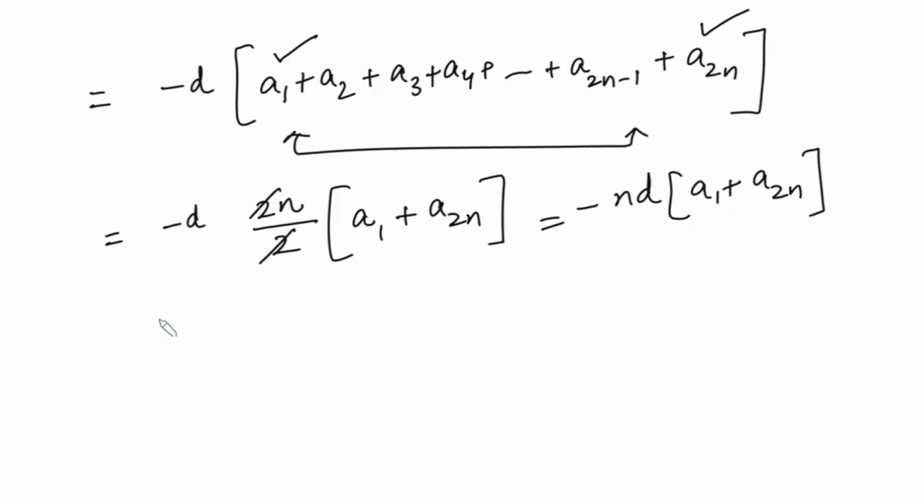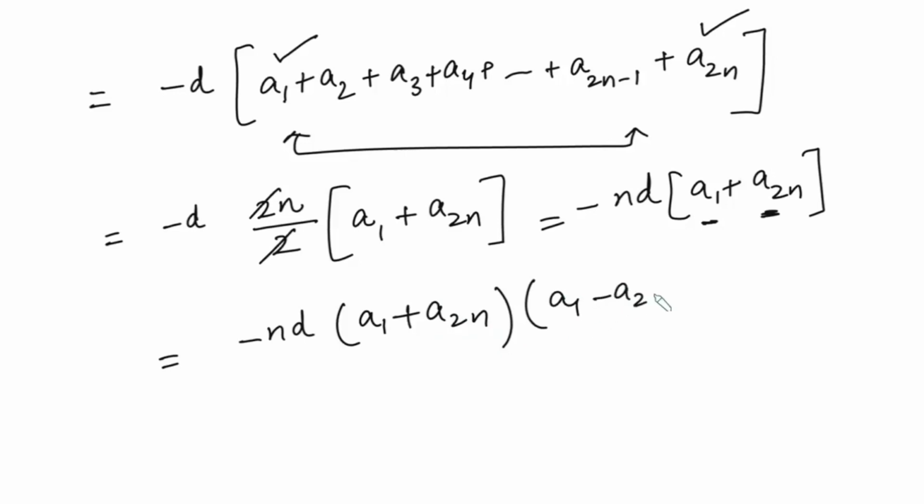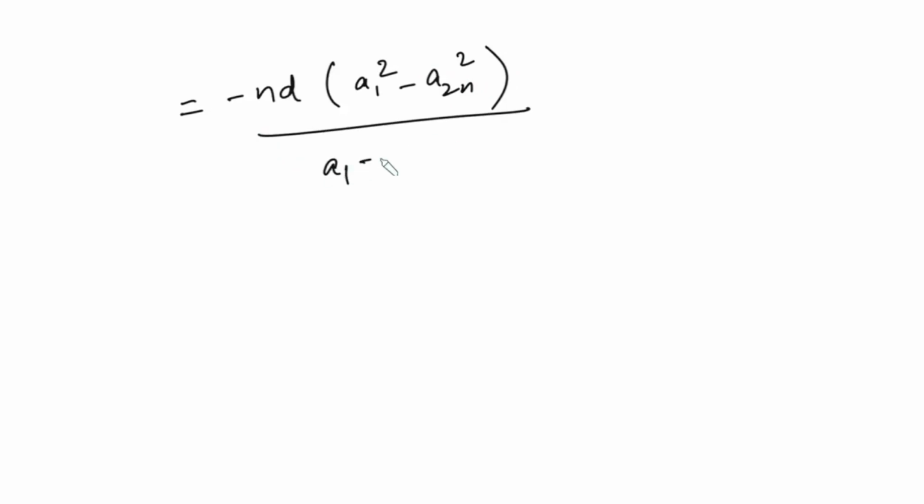What we want to prove on the right-hand side, we have a1 square minus a2n square. So in order to get that, what we can do is multiply and divide by a1 minus a2n. So if we multiply and divide by this, the numerator will become a plus b times a minus b form. So it will be a square minus b square. So we have negative nd times a1 square minus a2n square divided by a1 minus a2n.